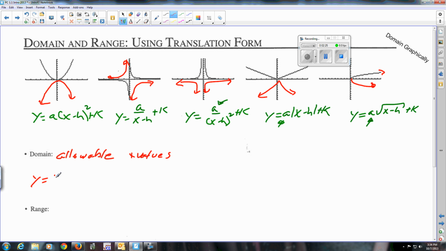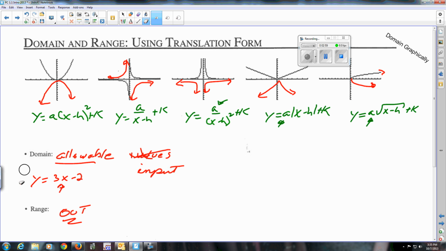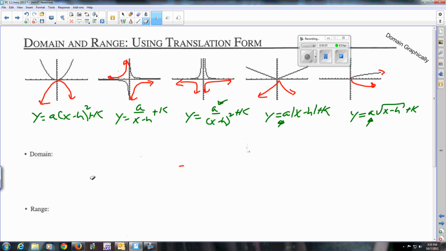X's, when you guys think of a simple line, X's are what you put in. So what's allowable if you don't like X values, it's your allowable inputs. Let's try cursive, see if that gets any better. It's your allowable input. Correspondingly, range would be allowable, or I'm trying to get away from using the word allowable. It's what can you expect as Y values? What do you get out of the equation? Okay. Now, that's kind of what the definitions are, a little loosely defined there.